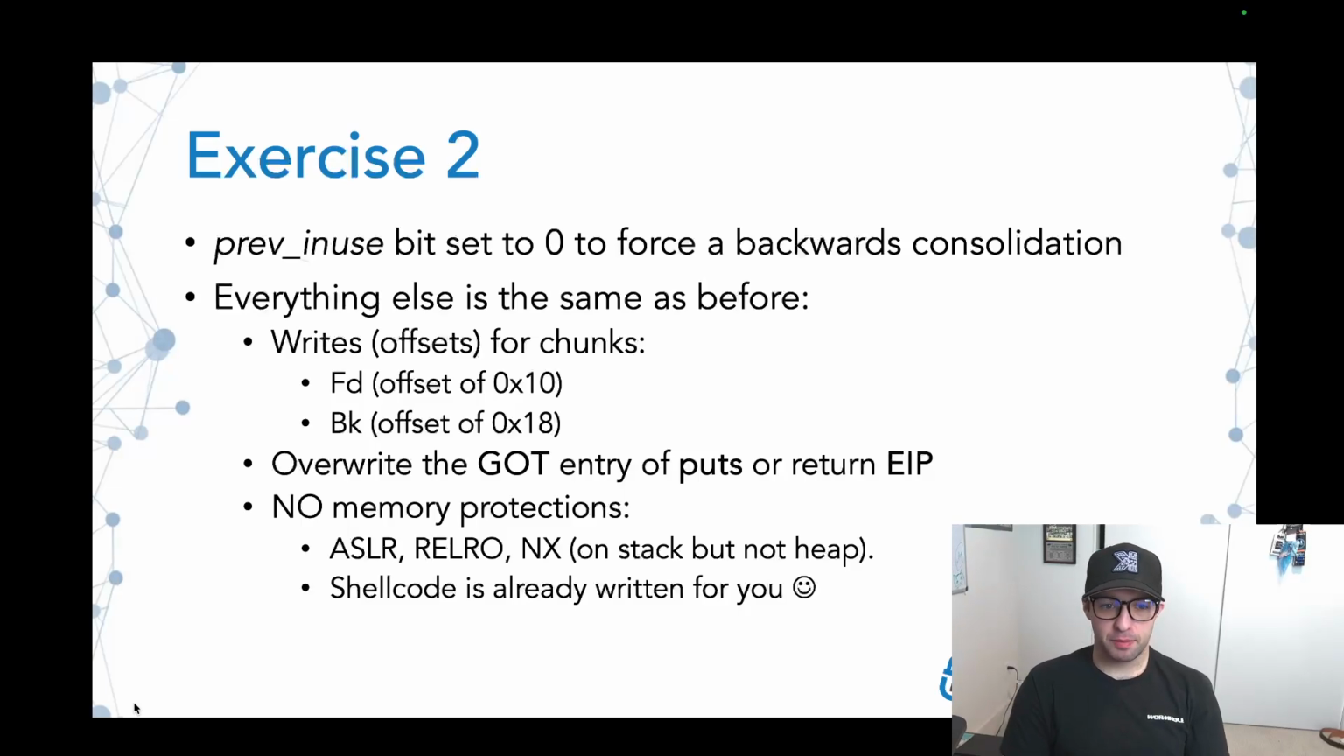This exercise builds off of the knowledge from the previous one. In the previous exercise, we exploited Unlink by using a use after free on the FD and BK. Now, the exploit method, in terms of using Unlink and overwriting the GOT entry, is all going to be the same. The main difference here is how we're going to trigger the consolidation process.